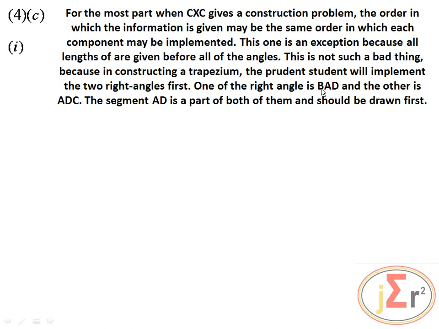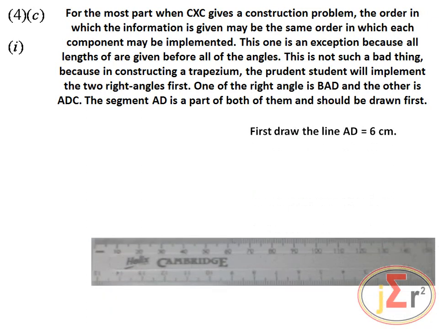Notice that we have the AD here and the AD here. Therefore, the segment AD is a part of both of them and should be drawn first. So we will do that. First, draw the line segment AD, which is 6 centimeters. Use your ruler, your Cambridge. Go straight ahead and 6 centimeters.